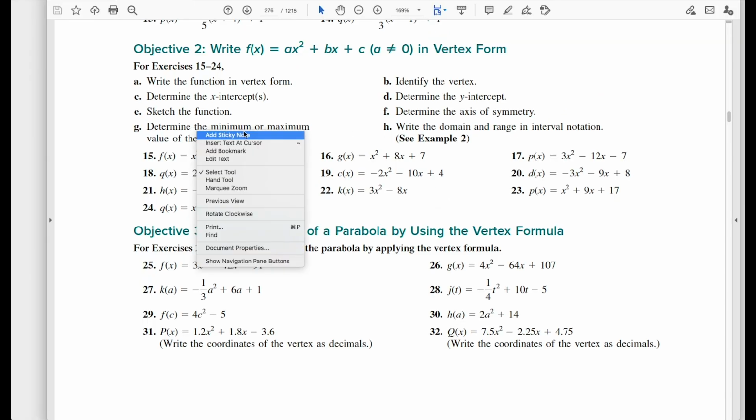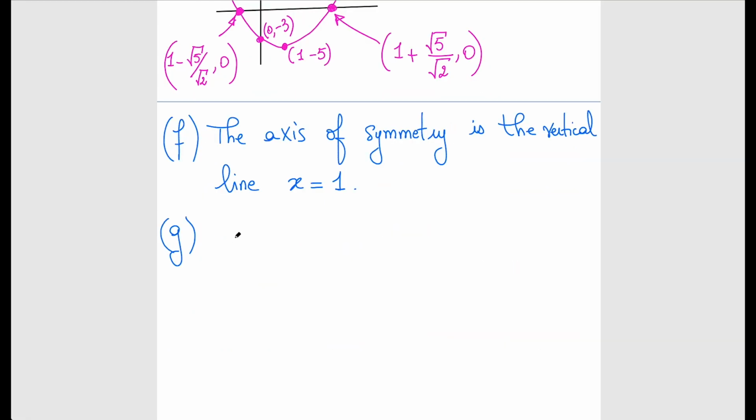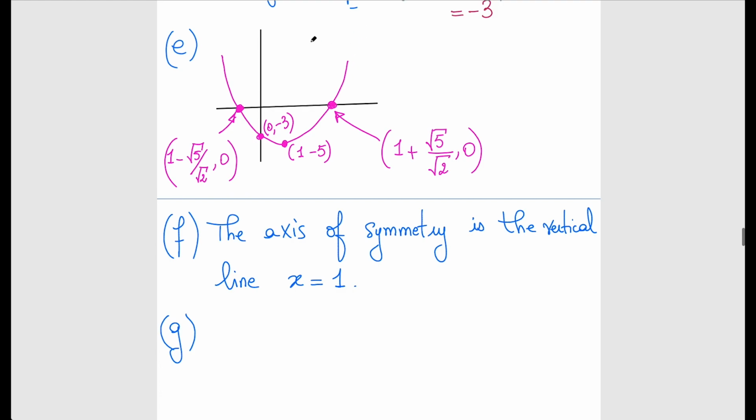Part G is determine the minimum, just a second, my bad. So determine the minimum or maximum value of the function. How about this function here? Because it's opening upward, there's no largest point because it blows up. There's no largest height it's gonna reach, right? It keeps going up. But there is a smallest value, a minimum that it's gonna attain, and that minimum is attained at x equals 1, and that value is negative 5, right? It's q of 1, which is negative 5. Okay?